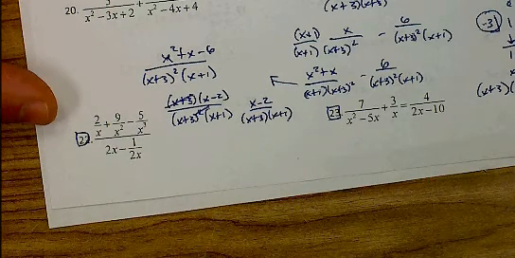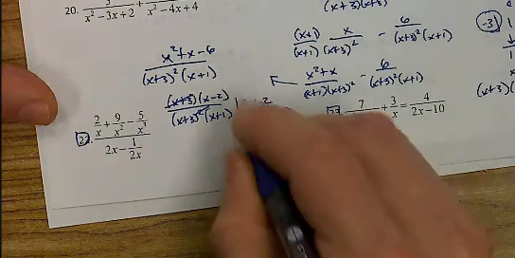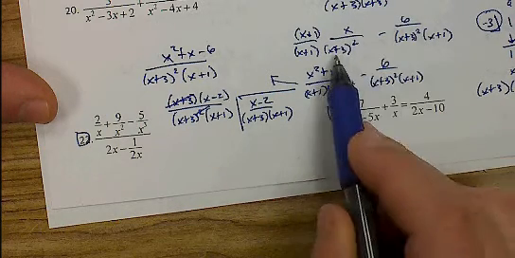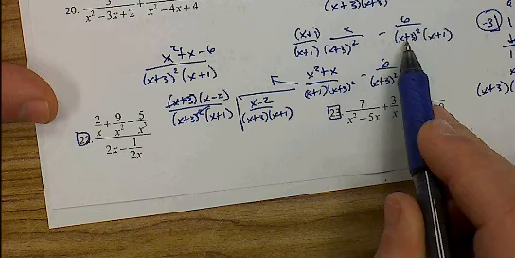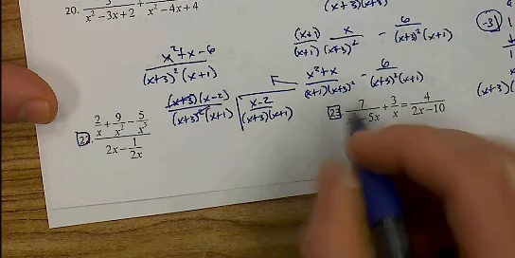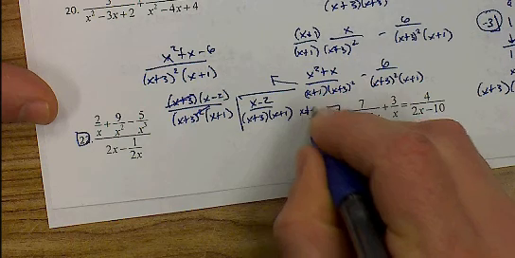And if we want to go back and look for domain restrictions, we can see we have negative 3 from here, and then we have negative 3 and negative 1. And those are the same denominators throughout the whole problem. So x is not allowed to equal negative 3 or negative 1.